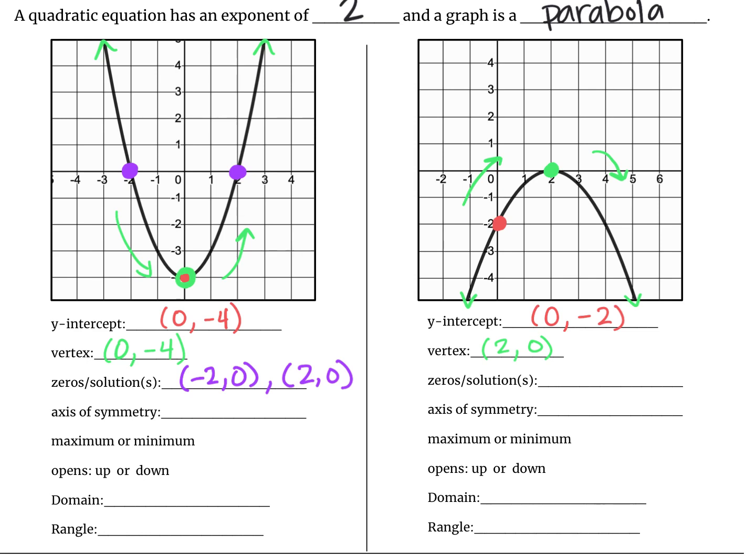All right, so let's look at the next one. Look for a zero or a solution, an x-intercept on this next graph. And notice that there's actually only one, and it's at the vertex here. So I only have to put 1 down, and that is also at the x value 2. So we would write it as (2, 0).